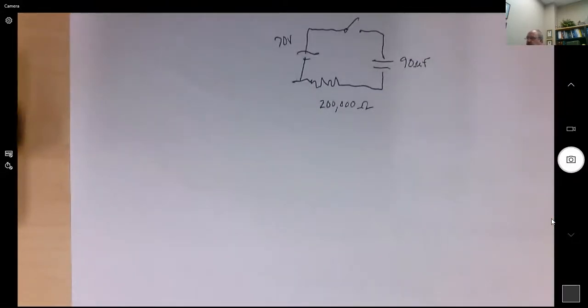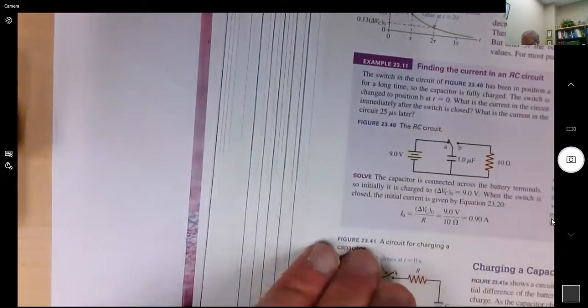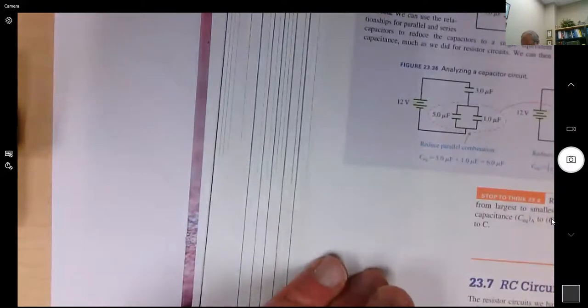We're charging, not discharging, we're charging. So we're going to chapter 23. So we're looking at RC circuits, and we're looking at not discharge, but charge.